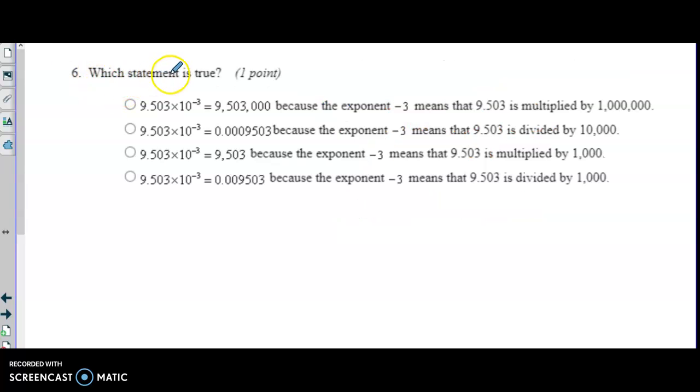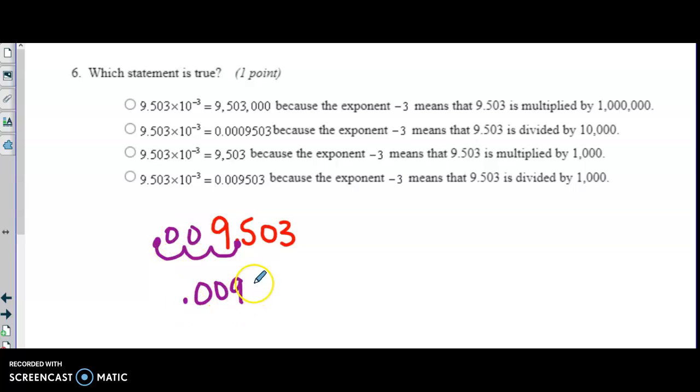All right, which statement is true? So we're given this number 9.503 times 10 to the negative 3rd. Now remember that negative exponent tells us we want to be smaller. We want to make it a small number. So before I even look at my answer choices, if I just think about solving this, I'm going to start wherever my decimal is, and I'm going to move it 3 times while making it smaller. So if I write this correctly in standard notation, it should look like this. And you can do that to help with process of elimination.